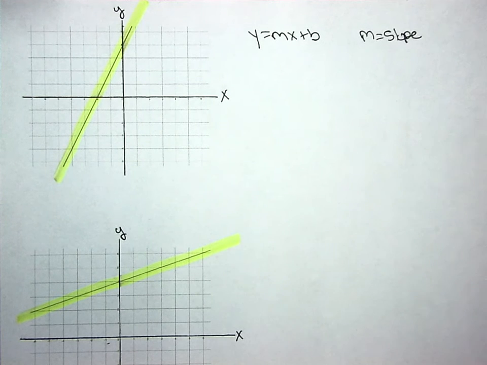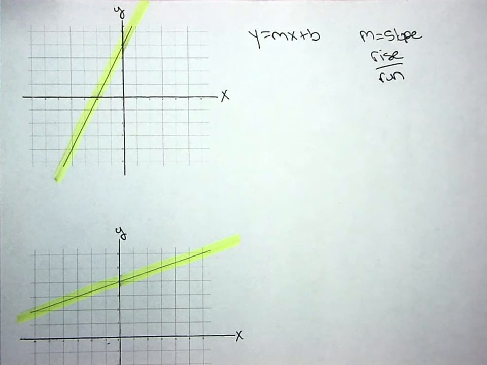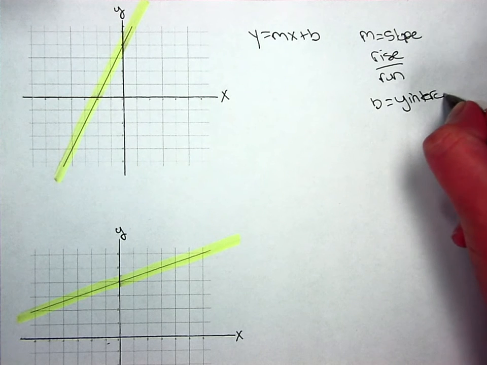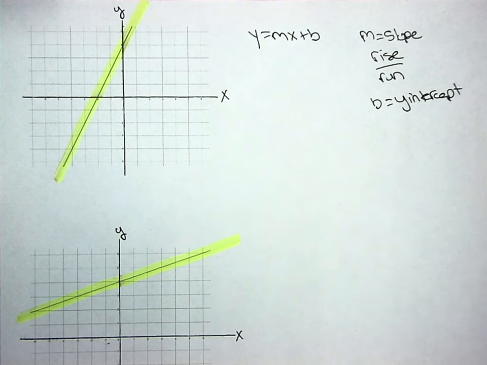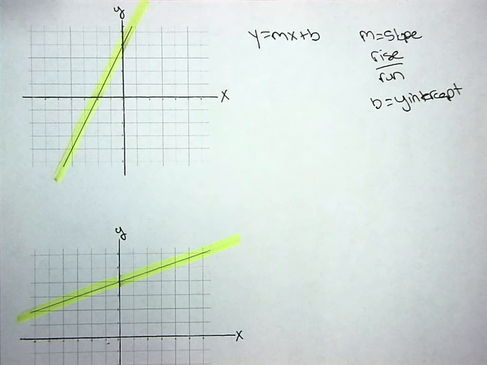The m is the slope of the line, and we're going to calculate rise over run to figure that out. And then the b is the y-intercept. Where does it cross the y-axis, the up and down one?